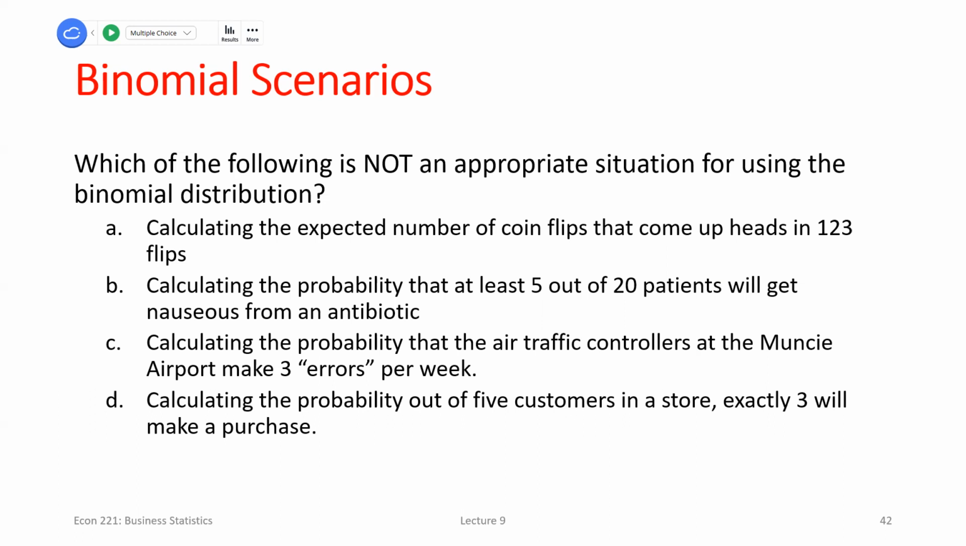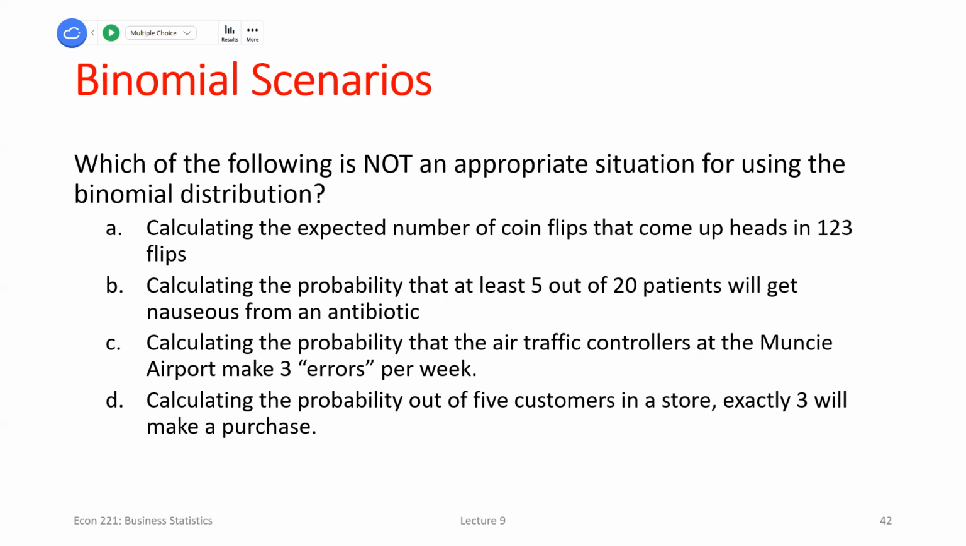What about 5 out of 20 patients getting sick from an antibiotic? Well, based off of some previous data, there's some underlying probability that if someone takes this drug, here's the likelihood they'll have an adverse reaction, right? We have our underlying probability of success. We've got X being 5 or greater, at least 5. And then we have our number of trials being 20. So 5 out of 20 people getting sick, and we know the underlying probability of any one person getting sick, so we could use the binomial here as well.